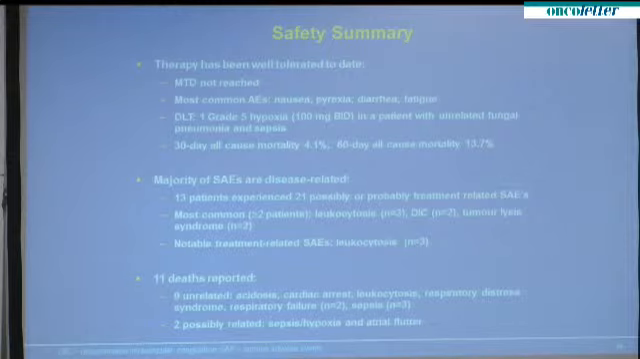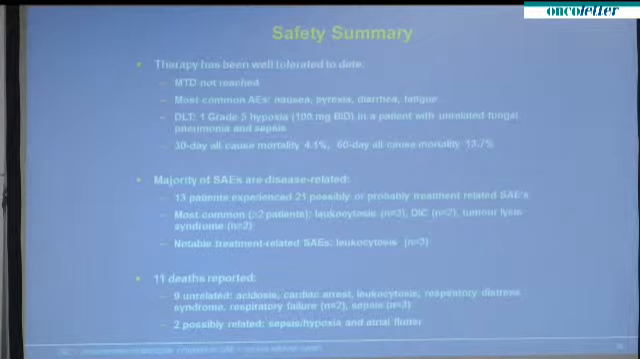There's been one dose-limiting toxicity, which is a grade 5 hypoxia at 100 milligrams twice a day, and that was in a patient who also had unrelated fungal pneumonia and septic shock. The 30-day all-cause mortality was 4.1%, and the 60-day all-cause mortality was 13.7%.